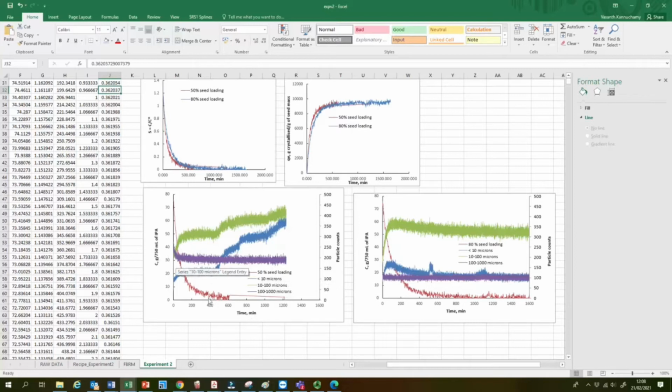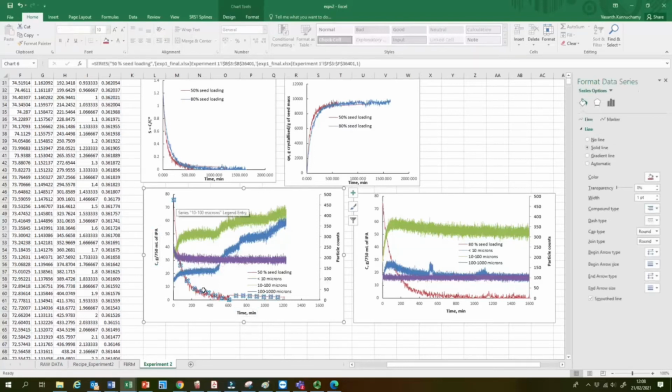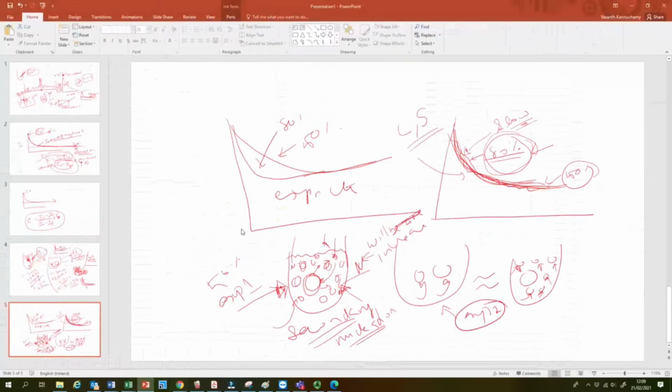So here I plotted all the results into one graph. You have time here, and you have concentration. Okay, concentration is not correct. I will fix this one. And then I put the particle counts here. So if you see the blue one, the particle count should, if there is no nucleation, remain constant. Yeah, so let's go back to the PowerPoint.